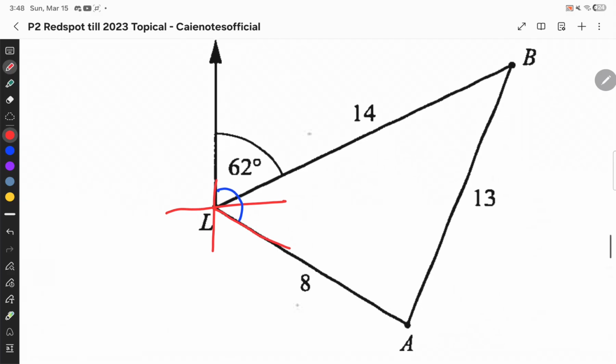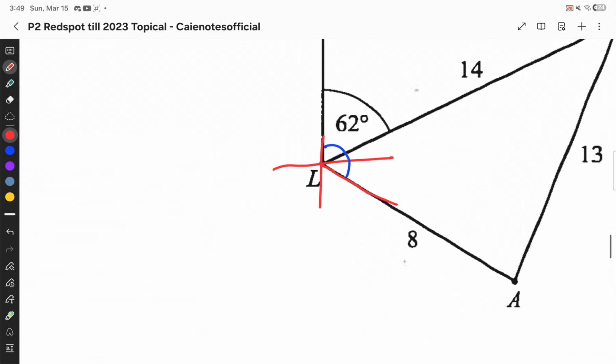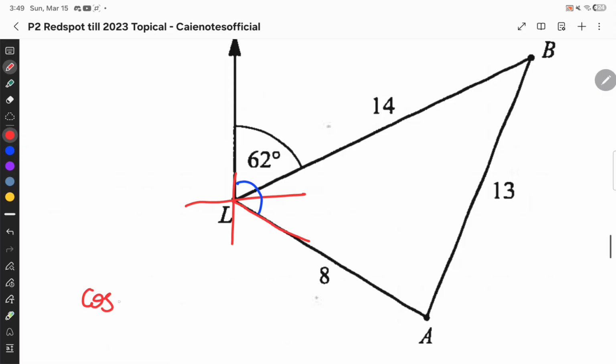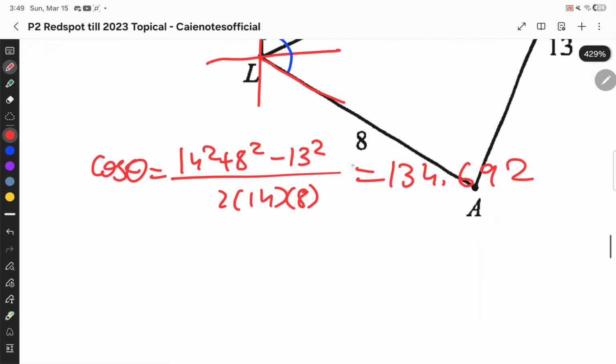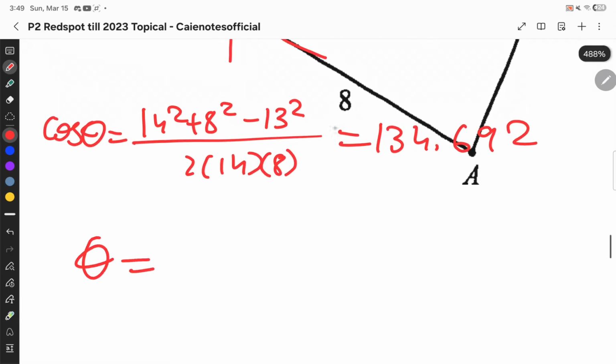So we unfortunately need to do the cosine rule. Yeah, cosine of theta equals 14 squared plus 8 squared minus 13 squared all over 2 times 14 times 8. And in our calculator, if we plug in 14 squared plus 8 squared minus 13 squared all over 2 times 14 times 8, it equals 134.69692. Nice. And we use cosine.